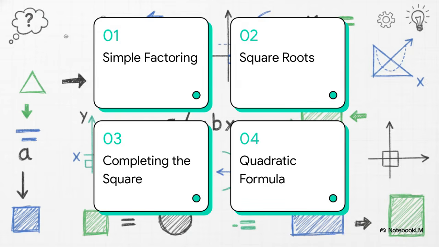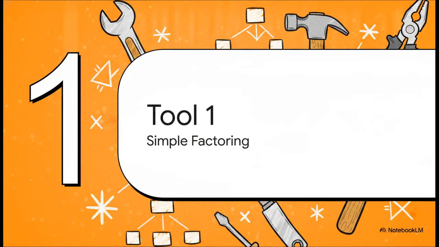All right, here's our escalating game plan for today's explainer. 1. Simple factoring. 2. Square roots. 3. Completing the square. And 4. The quadratic formula. Tool 1.